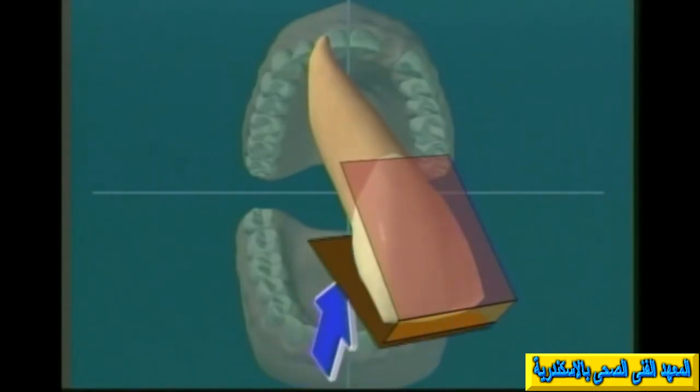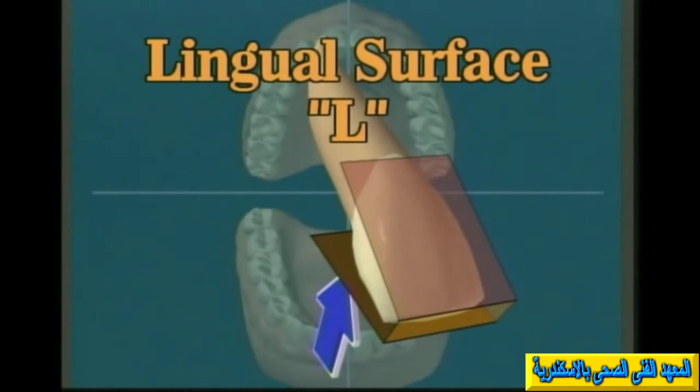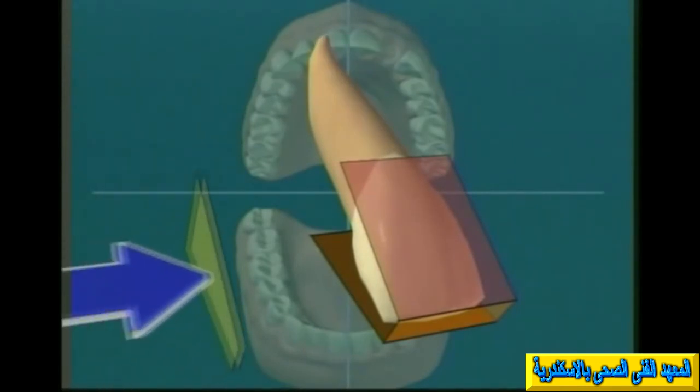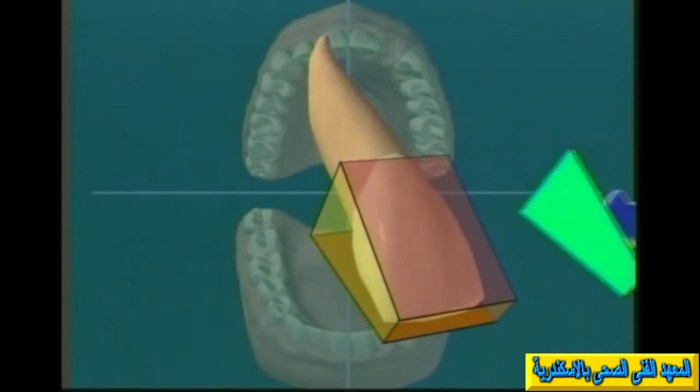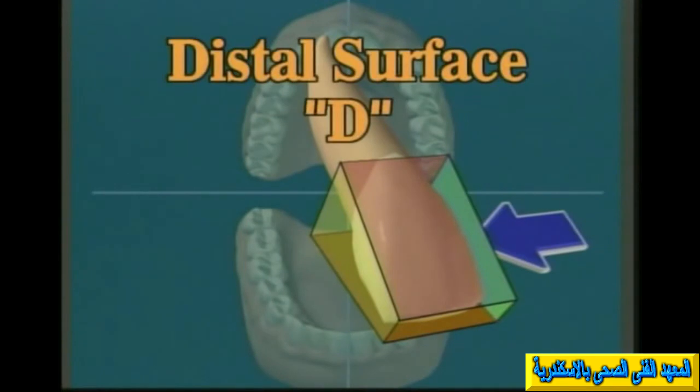The large flat surface directly opposite the labial on the tongue side is referred to as lingual, abbreviated L. The surface nearest the midline or middle of your body is called the mesial, abbreviated M. The surface which is farthest distance away from the middle of the body is referred to as distal, abbreviated D.